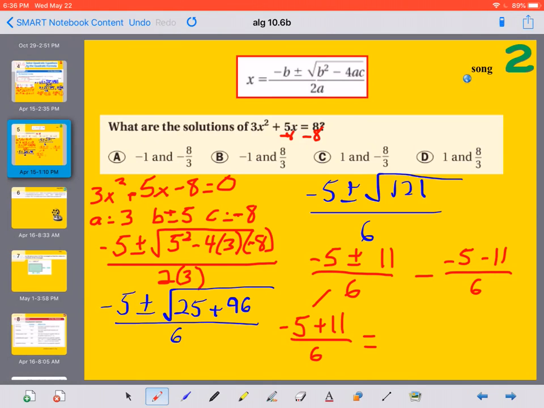Negative 5 plus 11, well, that's 6. Divided by 6 is going to give me 1. So I know for sure that it can't be A or B, because one of my answers is 1. Those have negative 1. Then negative 5 minus 11 gives me negative 16 divided by 6, which is going to simplify to negative 8 over 3. So I can get rid of D, and C is my answer in this case.